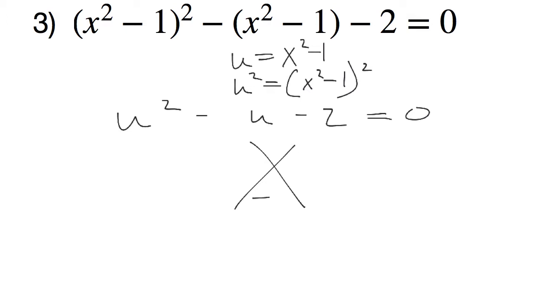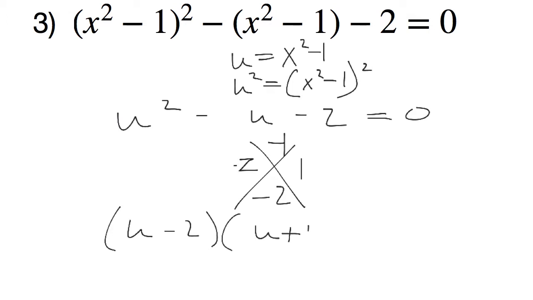This is something we can factor. What two numbers multiply up to negative 2 and add up to negative 1? That would be negative 2 and positive 1. So we rewrite it as u minus 2 times u plus 1 is equal to 0.